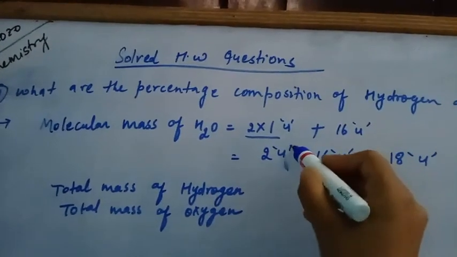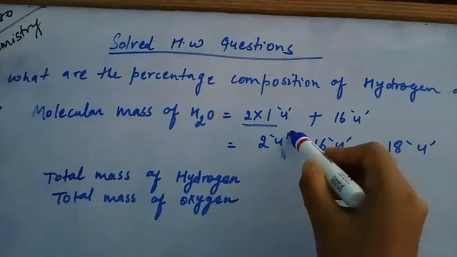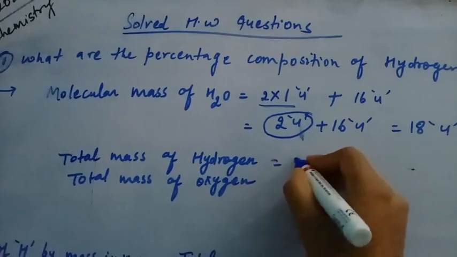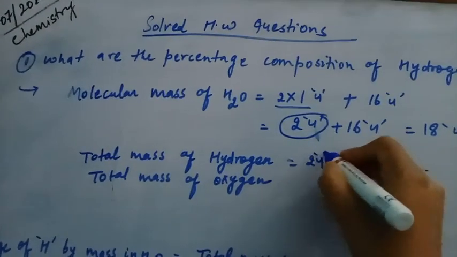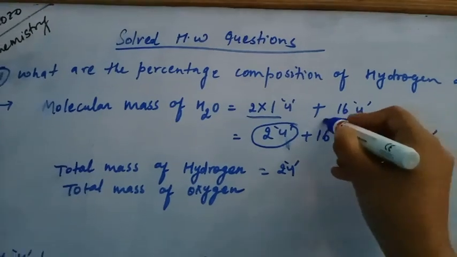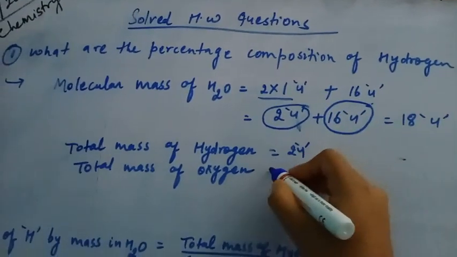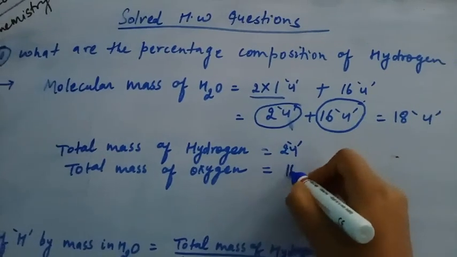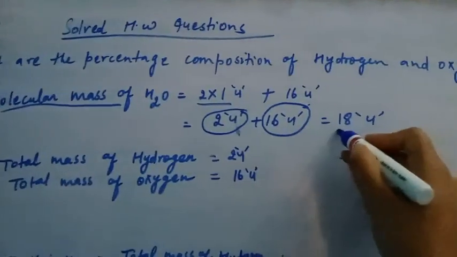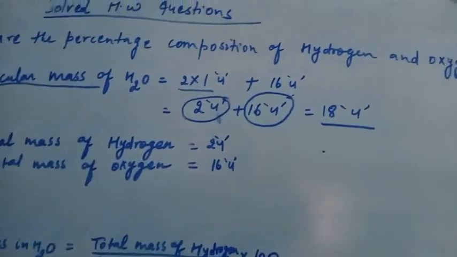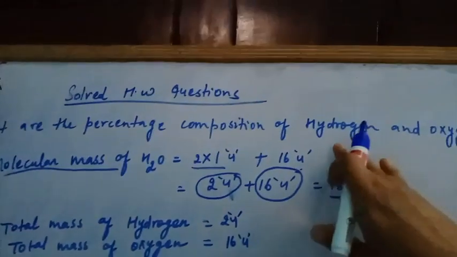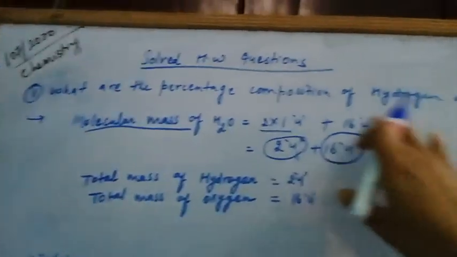What is the total mass of hydrogen we got from the molecular mass? Total mass of hydrogen we got is 2U, total mass of oxygen is 16U, and the molecular mass of water we have got is 18U. Now, to calculate the percentage composition, we have to find out each individually.